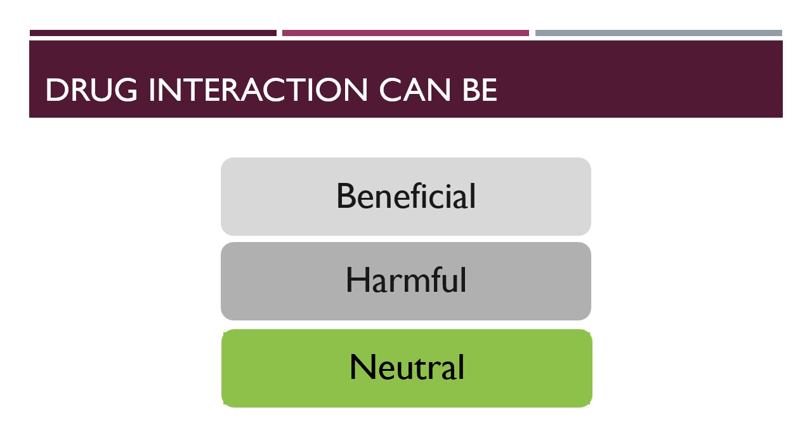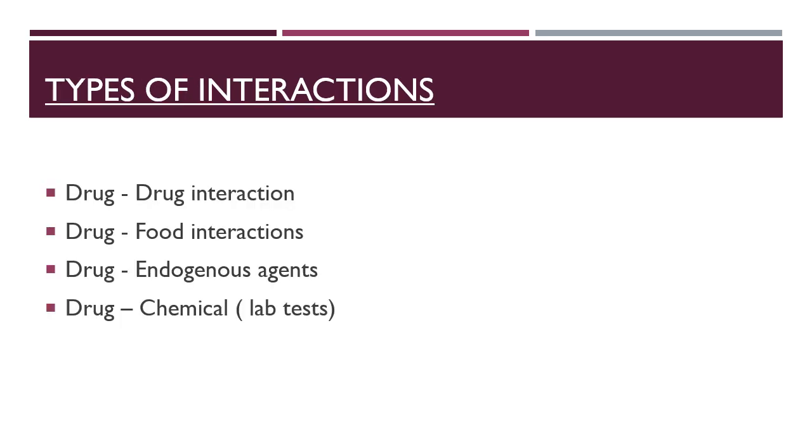Next, drug interactions, it is already displayed. They may be beneficial, they may be harmful, or they may be neutral. Different kinds of drugs: a drug may interact with a drug, which is known as drug interaction. Then, you take food, and after that, say you take a drug. The drug may combine with the food proteins, so the overall effect will be affected.